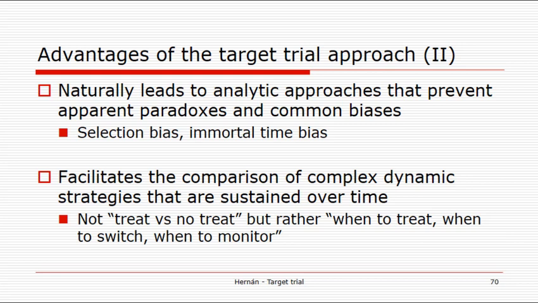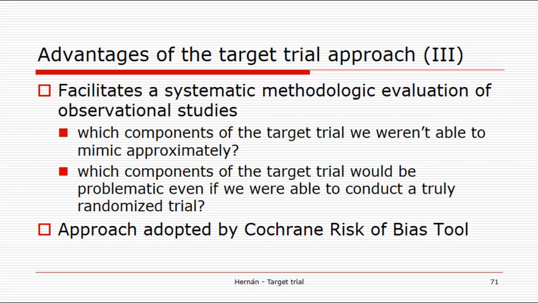Also, by thinking in terms of the target trial, we eliminate some biases in a natural way. We don't have biases due to immortal time bias, due to depletion of susceptibles, etc., that are very prevalent in observational research. We also allow for a systematic evaluation of observational analysis, because we can think of each of the components of the target trial and which of them we are emulating better or worse. And in fact, this is what the Cochrane risk of bias tool does now. They ask you to define your target trial, and then based on how far the observational analysis is from the target trial, you can say what is a high risk or low risk.